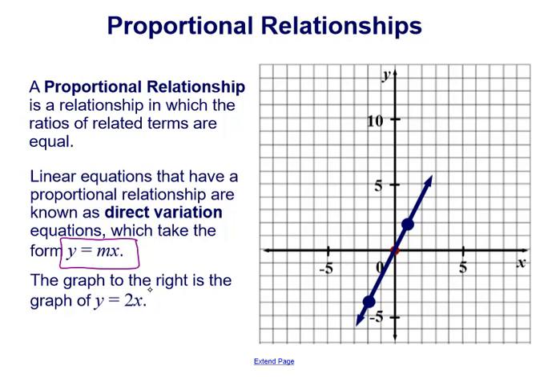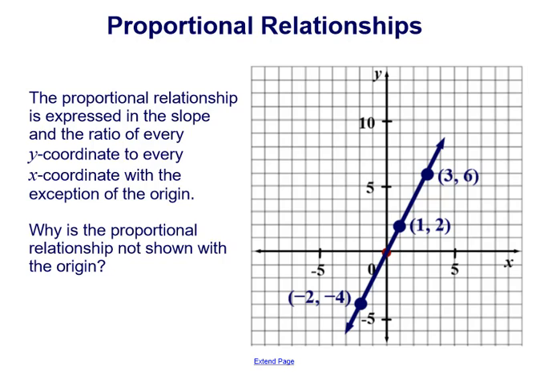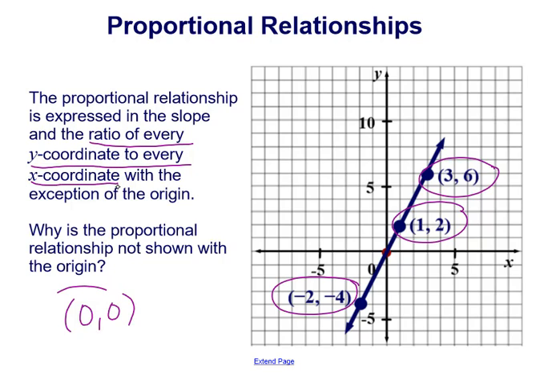So the graph to the right here is an example of a direct variation. This equation is y equals 2x. The proportional relationship is expressed in the slope and the ratio of every y-coordinate to every x-coordinate, with the exception of the origin. Why do you think the proportional relationship is not shown with the origin? Think of the difference in random x, y points on your line, such as an example of this line. You have 3 and 6, 1 and 2, -2 and -4, versus that origin. Think, what are the coordinates of the origin? The coordinates of the origin are 0, 0, so what would be the ratio of that y-coordinate to that x-coordinate? Why would that be a problem?